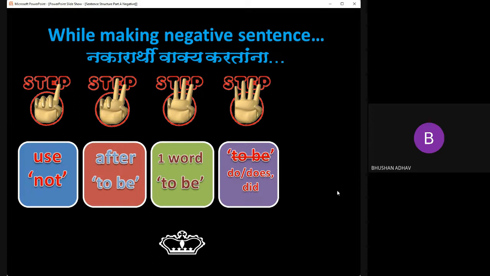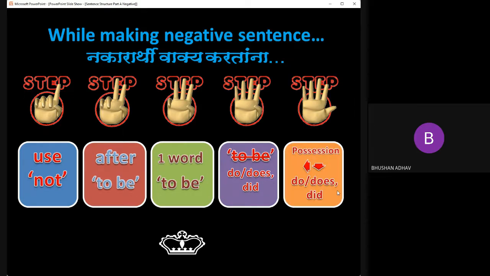When there is no to be form, then use did, do, does. And whenever you use did, do, does, make the verb basic. Suppose had, have, has turn into have, if you are using do, does, did. In the same way, if it is V4, V1, V2 directly, then bring did, do, does, but take V1 only. And finally, possession: whenever you see the possession sentence, had without verb, have without verb, has without verb, you have to change it that way. Correct?